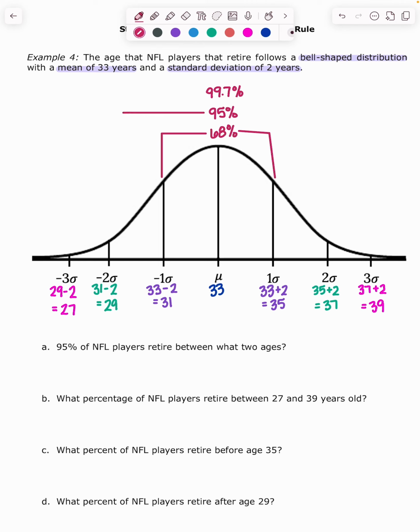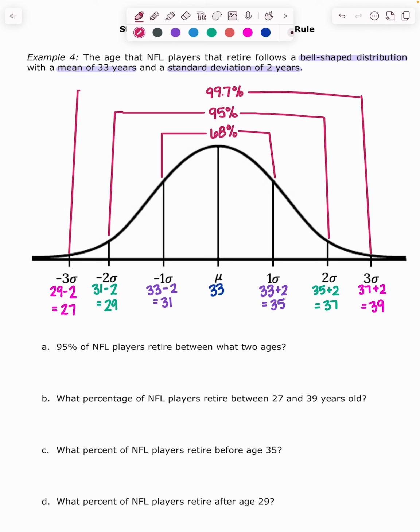95% of the data is from 2 standard deviations below to 2 standard deviations above. And then finally, 99.7% of our data is from 3 below to 3 above. And then we have all of those inside percentages.